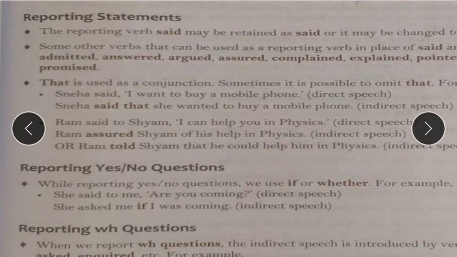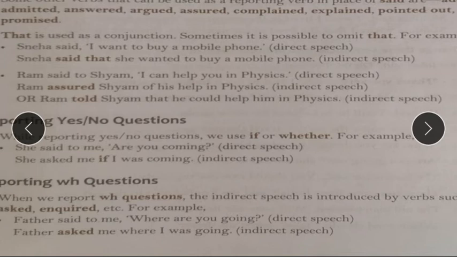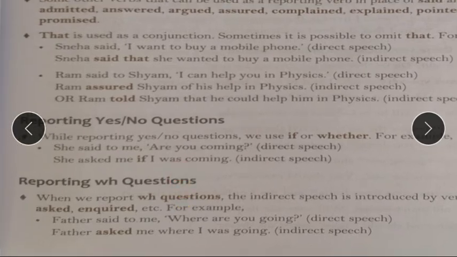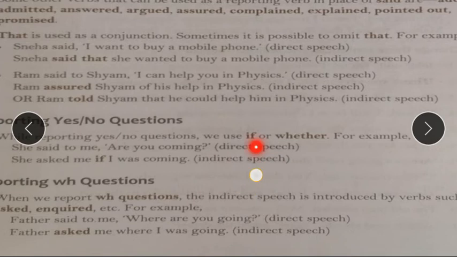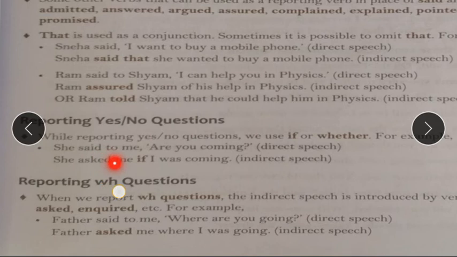Now, reporting yes-no questions. Yes-no questions mean questions whose answer is yes or no. When we are reporting yes-no questions, we use if or whether. For example, she said to me.